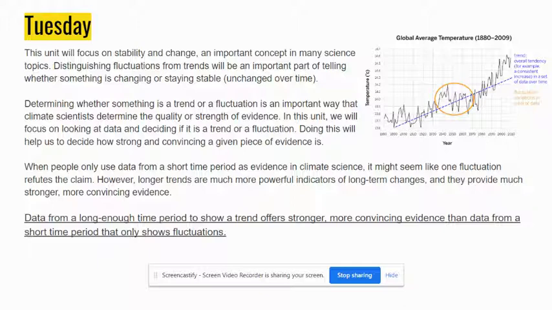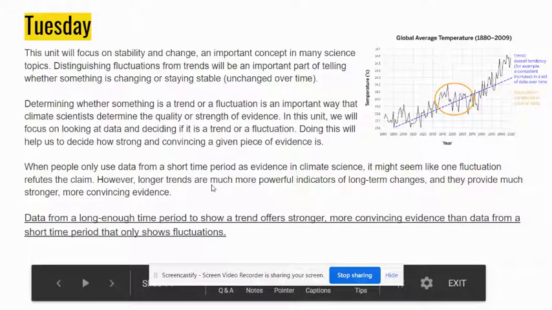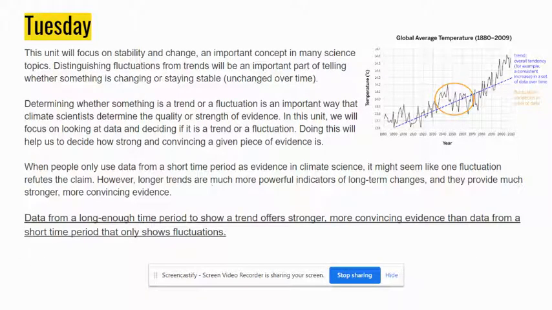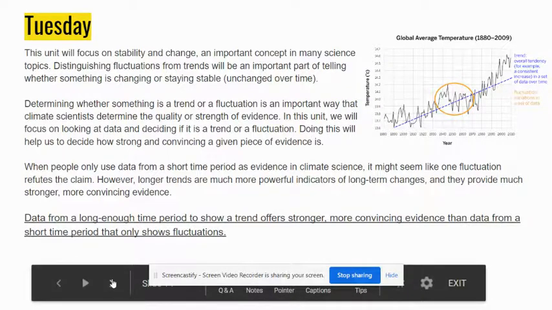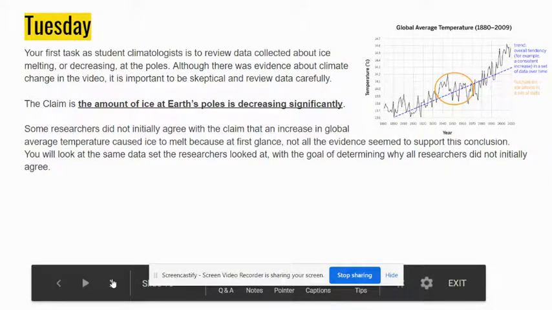When people only use data from a short time period as evidence in climate science, it might seem like one fluctuation refutes or goes against the entire claim. However, longer trends are much more powerful indicators of long-term changes, and they provide much stronger, more convincing evidence. Data from a long enough time period to show a trend offers stronger, more convincing evidence than data from a short time period that only shows fluctuations. So we're going to look at some examples of this.